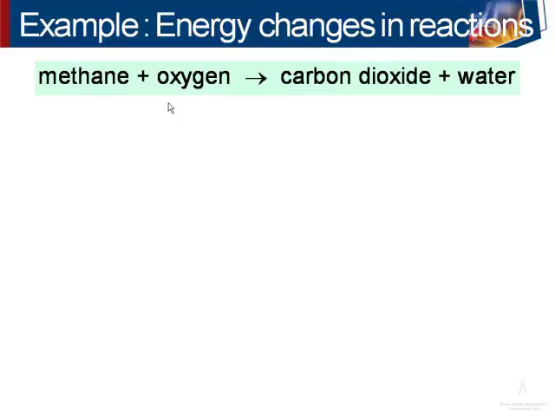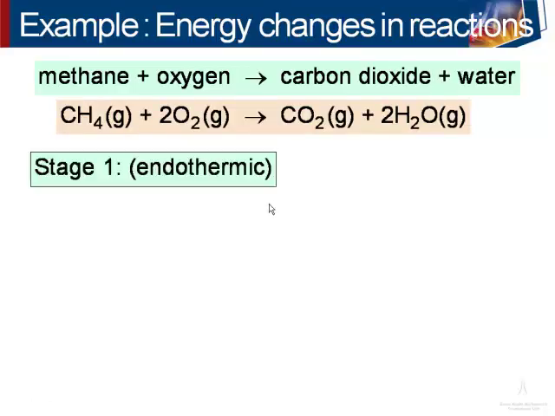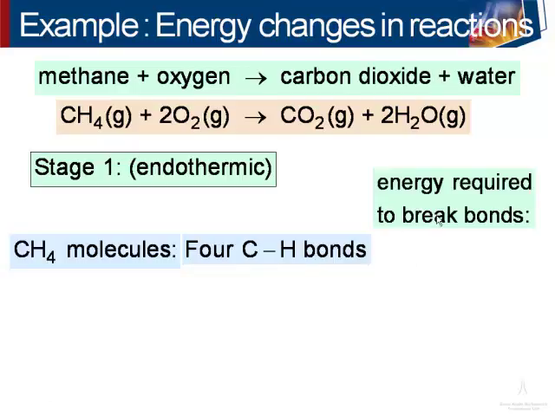For example, methane reacting with oxygen to form carbon dioxide and water. And here are the reactants and the products in formula form. Now stage 1, the endothermic stage, where we have bonds breaking. If we first look at the CH4 molecule, the CH4 molecule has 4 CH bonds. It's got 4 carbon-hydrogen bonds. And the amount of energy required or taken in to break these bonds would therefore be 414 kilojoules per mole for one CH bond, and we've got 4, so we multiply that by 4.